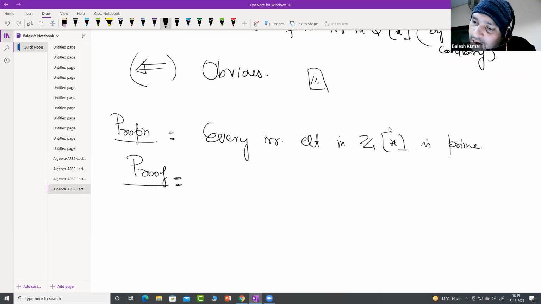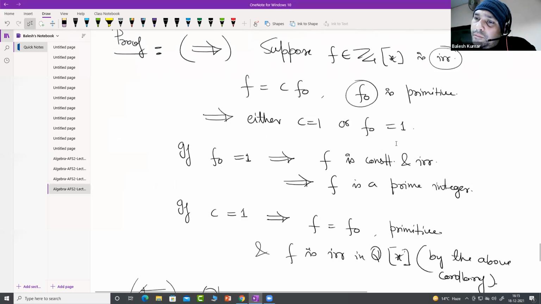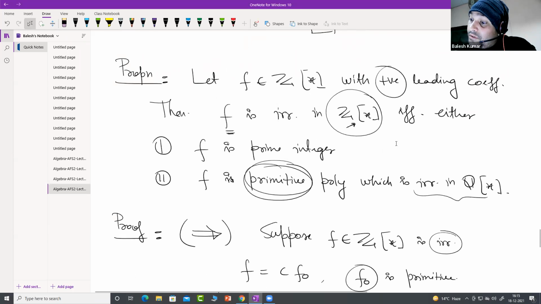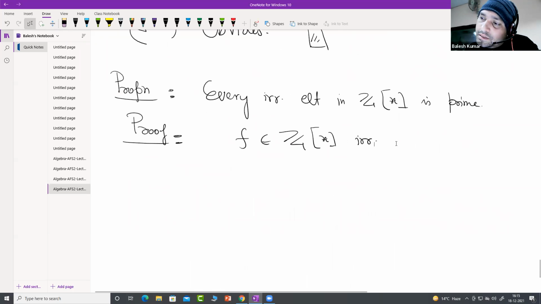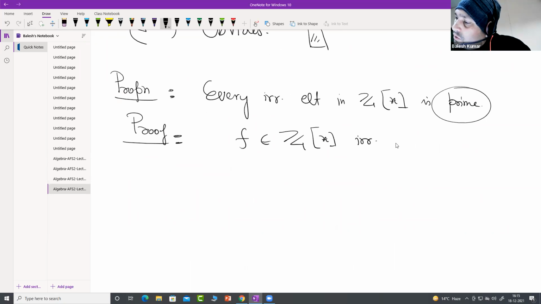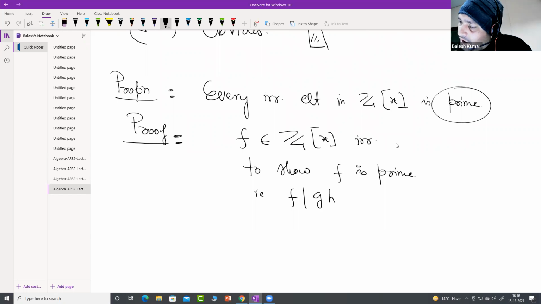So if you take f belonging to Z[x] irreducible, then there are two cases: either f is a prime integer, or f is a primitive polynomial. Let us try to deal with the two cases, and our aim is to prove that this irreducible element is prime. So what we need to show is that f divides gh implies f divides g or f divides h.